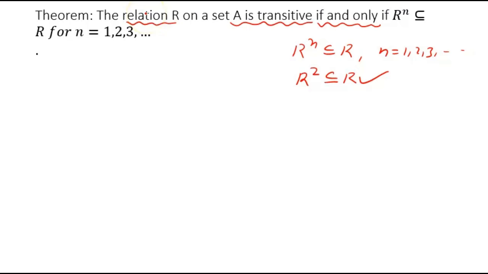To try it, you have to understand that here you have to prove two things. First, you have to start that the relation R is transitive, and you have to show that R to the power n is a subset of R. Second thing, you take R to the power n is a subset of R and then show that R is transitive. So I would request you to try to write the proof and comment in the chat box or comment section whether you are able to prove this or not. Okay.